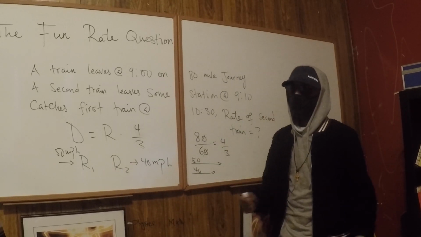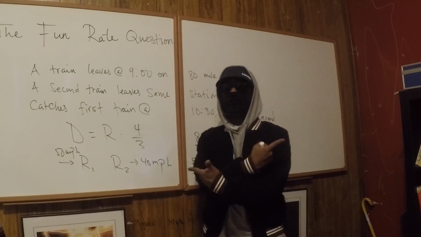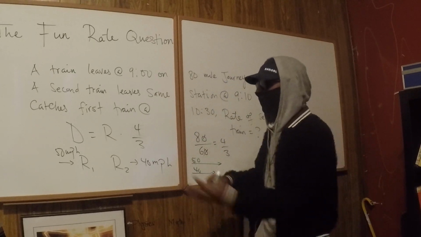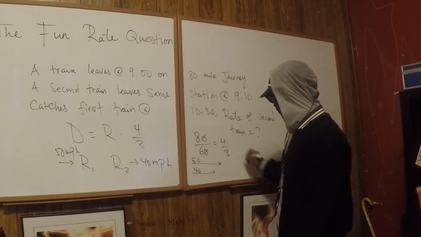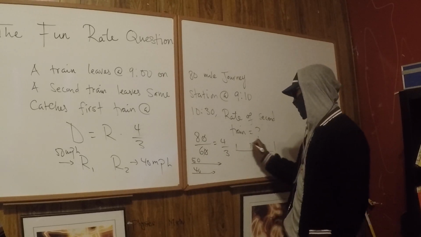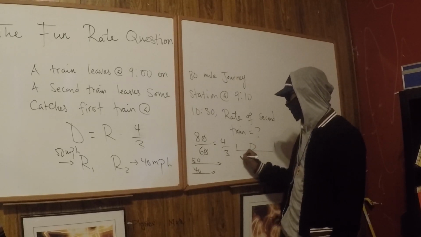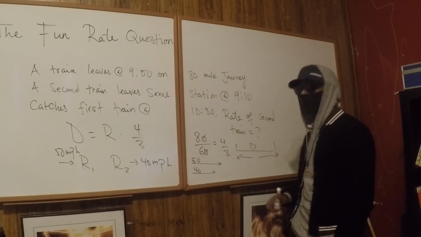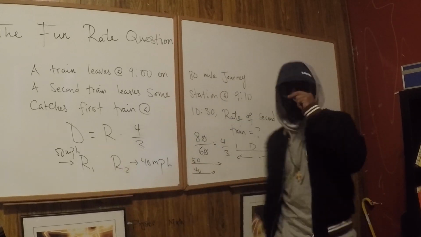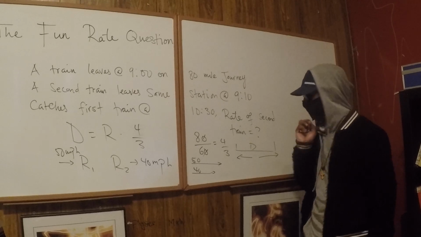If the two objects are moving in opposite directions, you have to add. Because let's say you have a certain amount of distance, right? Let's say you have this D to cover. Then if the objects are moving away from each other, they're both helping grow the gap, right? And that's why you have to add the two rates.